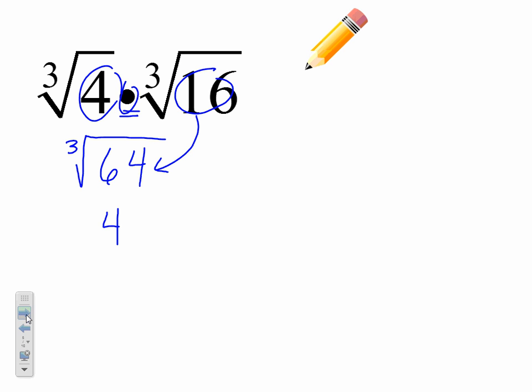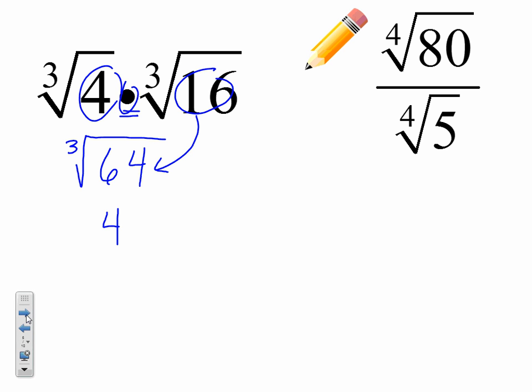Let's take a look at our second example. What if there was division? What if I had the 4th root of 80 over the 4th root of 5? Neither of those are perfect roots there either. So could I do the similar thing that I did to multiply and just divide the 80 by the 5 and write it underneath one radical symbol? Sure. 80 divided by 5 happens to be 16. So if you take the 80 and divide it by 5, it works out to be 16. And 16 does have a perfect fourth root. It is 2.